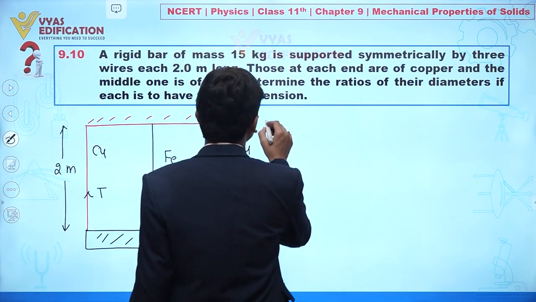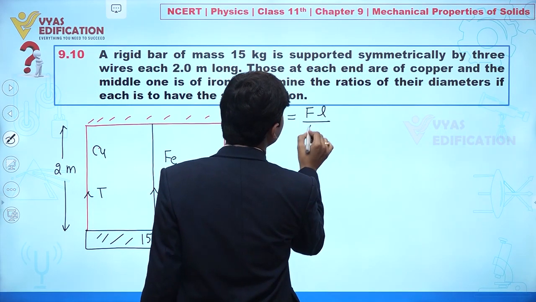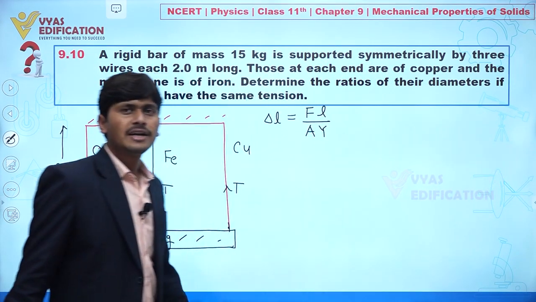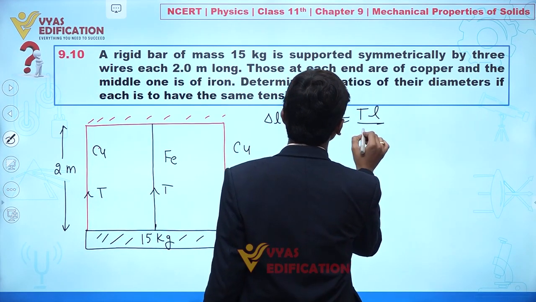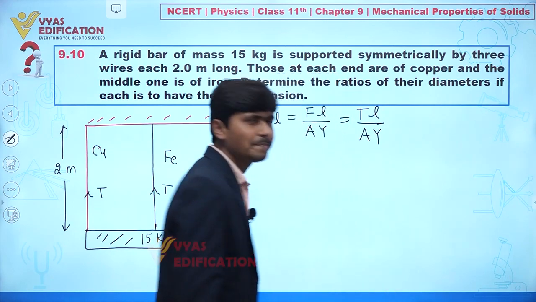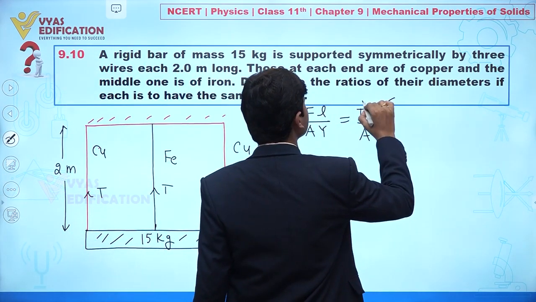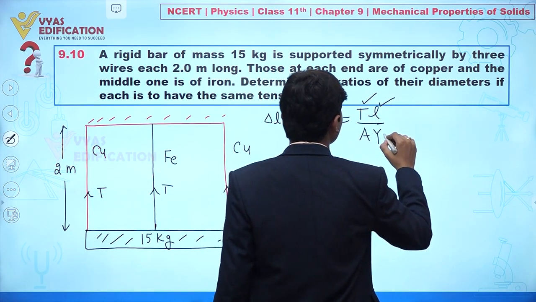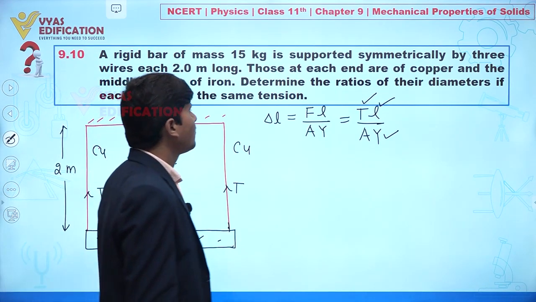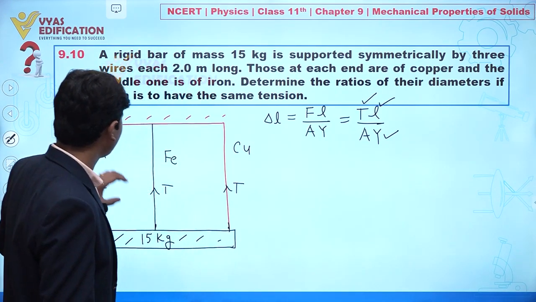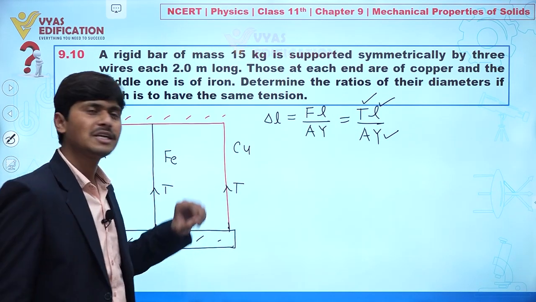So first let us try to understand. Delta L is given by FL over AY. Here the force acting is equal to the tension, so delta L equals TL over AY. In this question, the value of L is the same for all 3 wires, and tension is also the same. Young's modulus is different. But because the system is in equilibrium, the deformation is also the same in each wire.